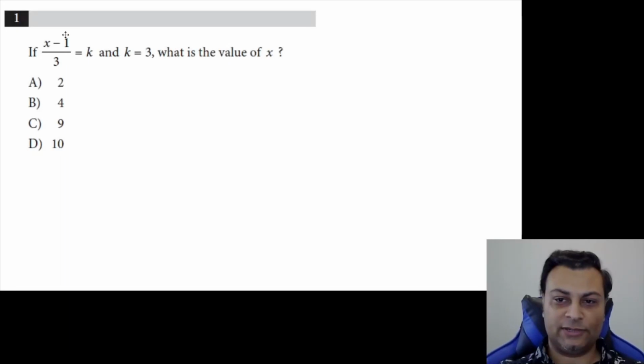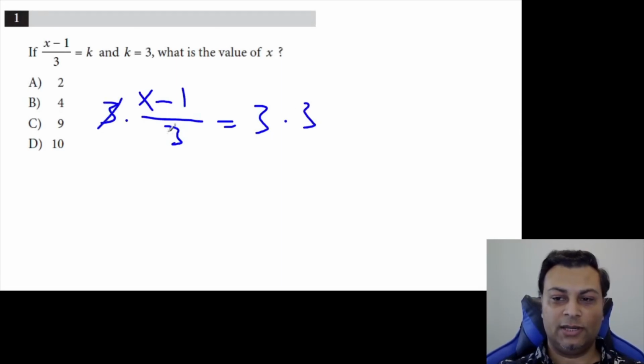It says if x minus 1 over 3 equals k, and k itself is 3, what's the value of x? So we plug in 3 for k. You get x minus 1 over 3 equals 3. You times 3 on both sides, and you get x minus 1 equals 9. And when you add 1, you get x equals 10.